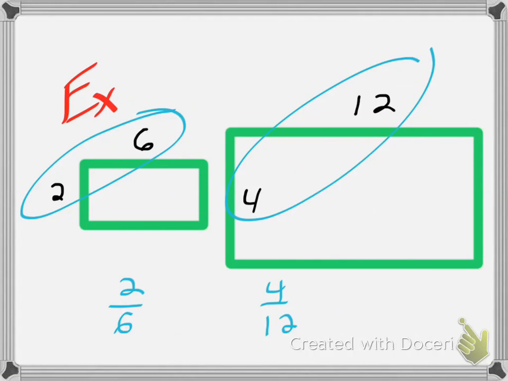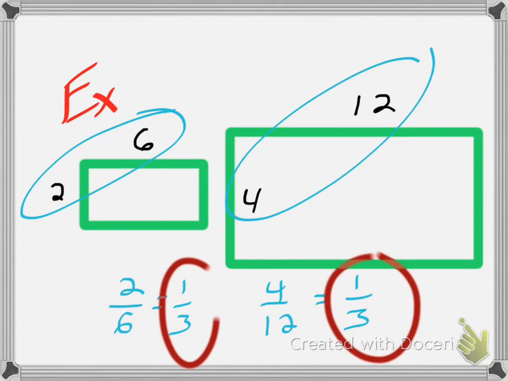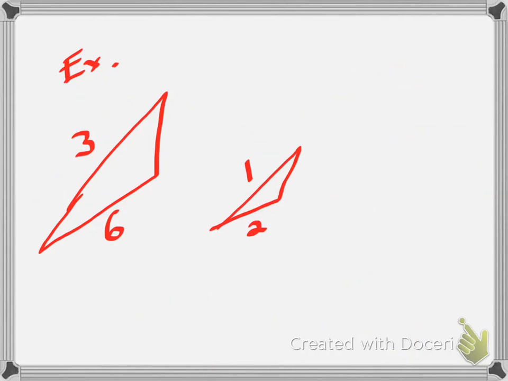If I reduce 2 over 6, that's going to get me 1/3. If I reduce 4 over 12, that will also give me 1/3. Since these are the same, then these two rectangles are proportional. And that's all we're talking about. Now let's do another one. These are two weird triangles. Let's see if they're proportional.